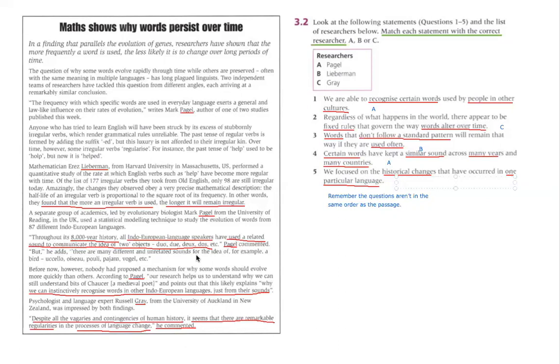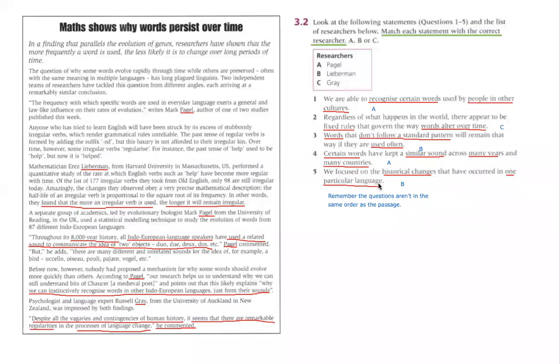Now some of you have said C, Gray. If we have a look at Gray, he's a language expert from the university, and then they mention that he says despite all the variances, there are remarkable regularities in language change. Is he mentioning one particular language? No, we don't actually know which languages he used in his studies. He's just remarking on the studies of these two people. So it doesn't mention anything about Gray and what studies he did. He's just making a comment. So it can't be Gray. So the answer has to be B.